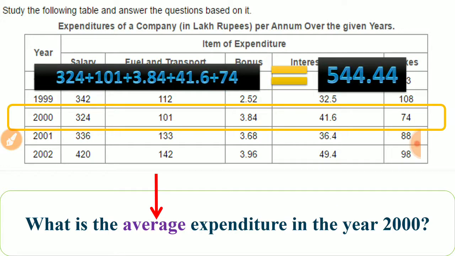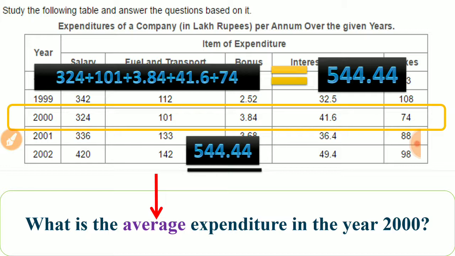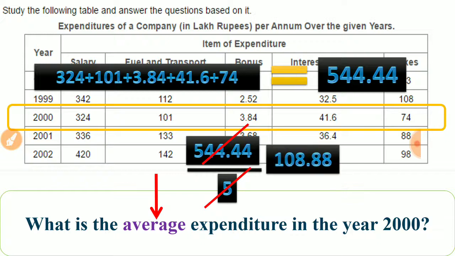324 plus 101 plus 3.84 plus 41.6 plus 74, and we know that it is 544.44. So we have to divide this by what? 544.44 divided by how many items? 5 items. So exactly divisible, and your answer is 108.88. So that is the average value of the expenditure of the year 2000.